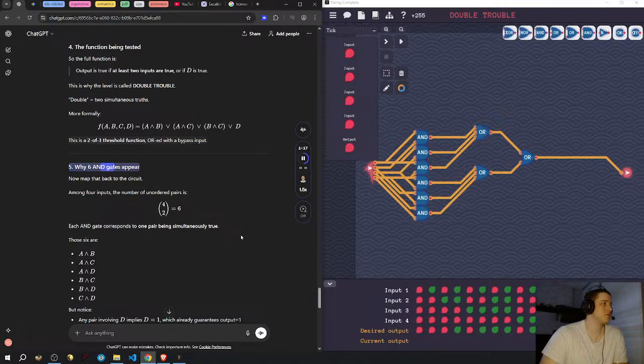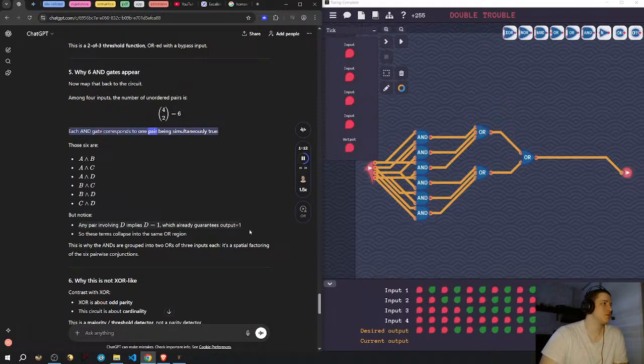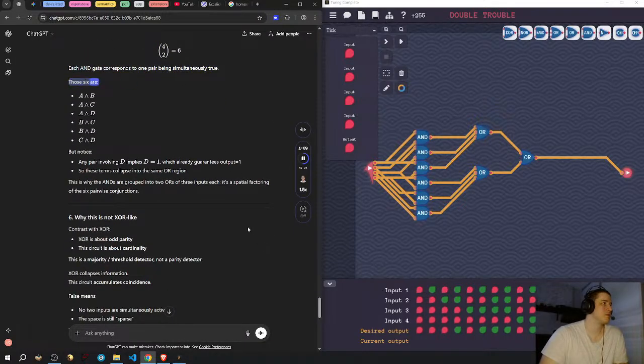5. Why 6 AND gates appear. Now map that back to the circuit. Among 4 inputs, the number of unordered pairs is C(4,2) = 6. Each AND gate corresponds to 1 pair being simultaneously true. Those 6 are AB, AC, AD, BC, BD, and CD. But notice, any pair involving D implies D equals 1, which already guarantees output 1. So these terms collapse into the same OR region. This is why the ANDs are grouped into 2 ORs of 3 inputs each. It's a spatial factoring of the 6 pairwise conjunctions.